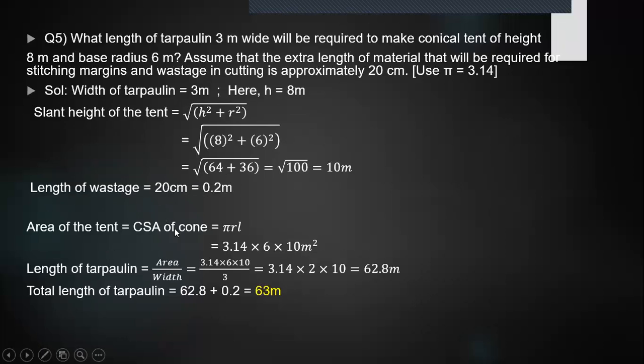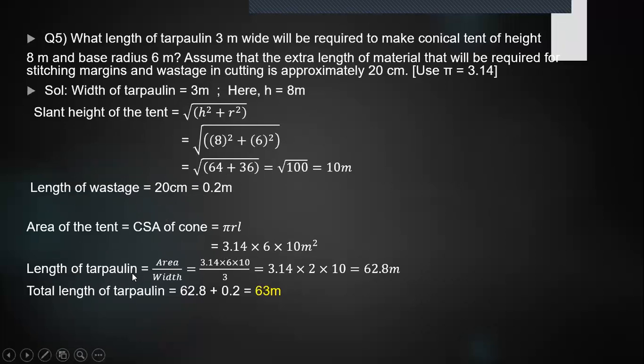Now, area of the tent is CSA of the cone, which is pi r L, and I'm substituting the values. The area is in meter square. Now, what do you observe here? I haven't calculated the area of the tent completely. That is because we don't need the value of the area in the question. Multiplying it will make the cancellations difficult in a later stage.